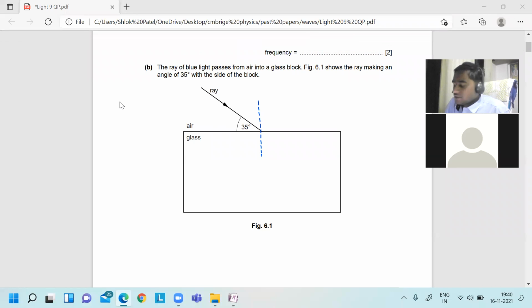So according to Snell's law, so here we have Snell's law. Snell's law is specially for refraction.